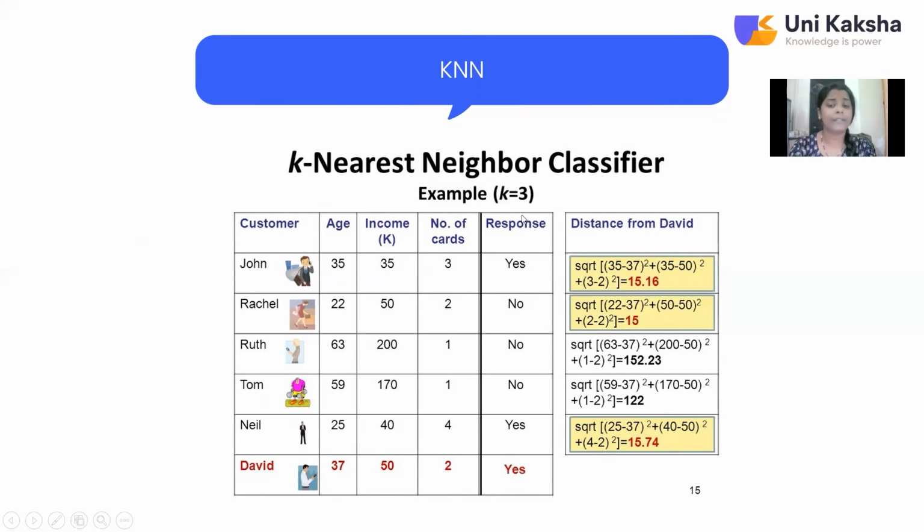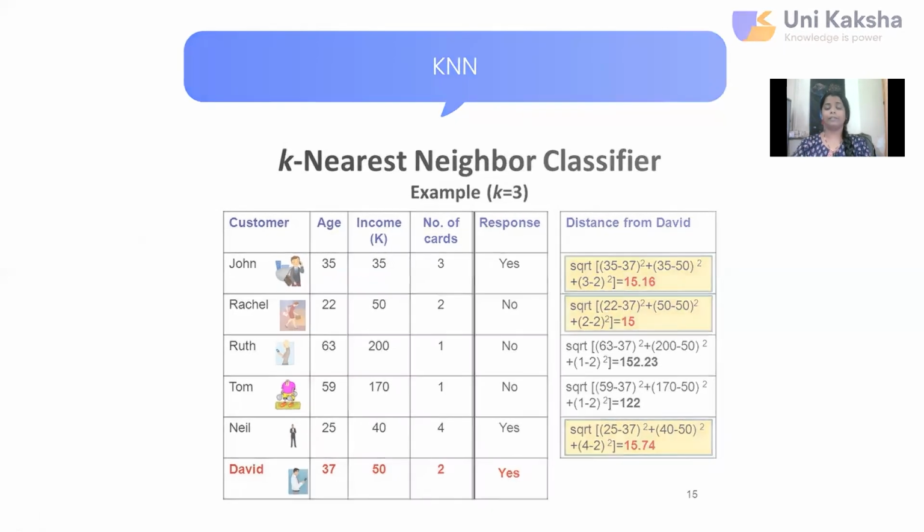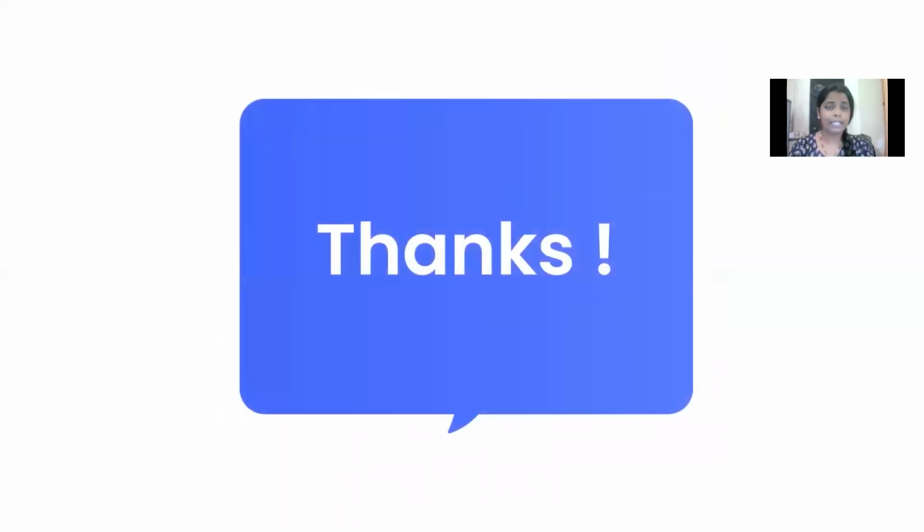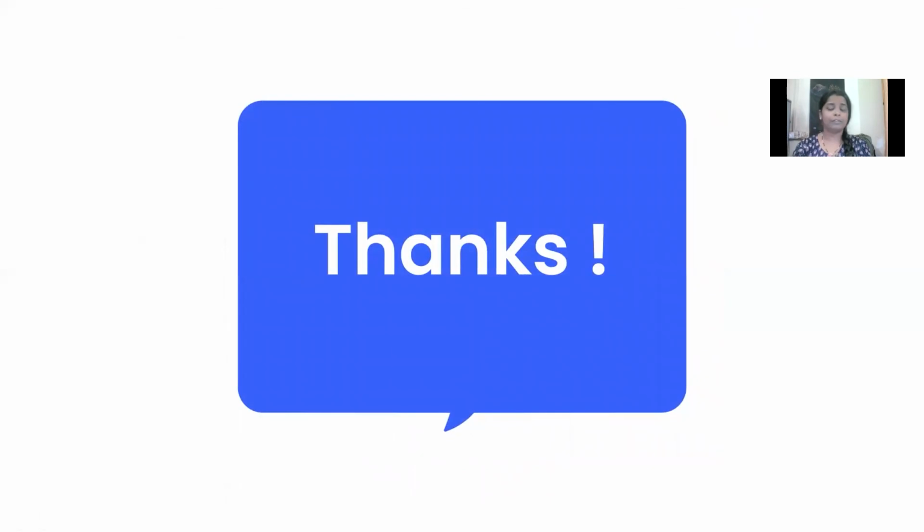If you consider k equal to 3, as mentioned in the given problem, you'll find the three nearest distances, that is John, Rachel, and the last one is Neil. In this case, you have two responses of yes and one response of no. So as per the concept of maximum vote, the response will be yes. This is basically how KNN works. The choice of k is generally considered to be the square root of the total number of observations. I hope you understood how the KNN algorithm works.